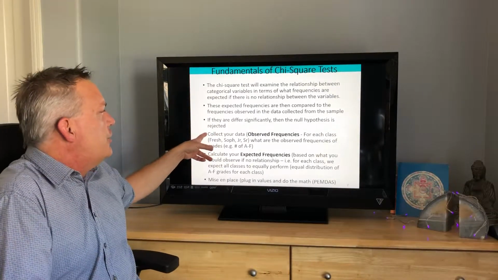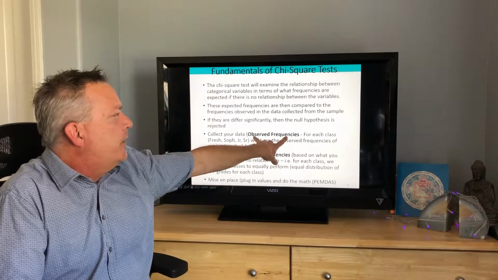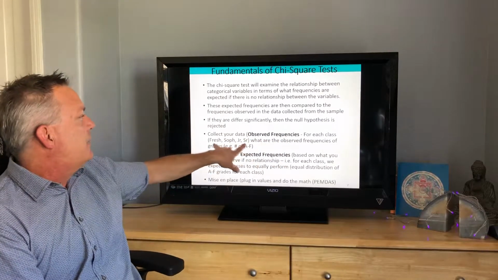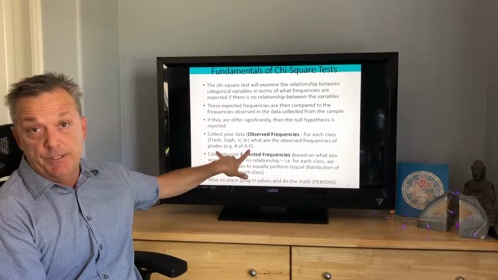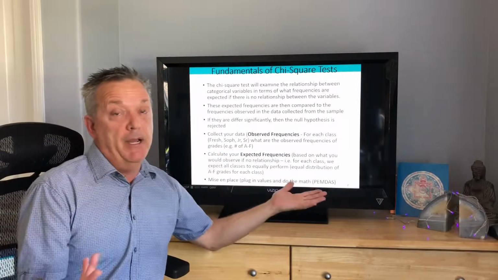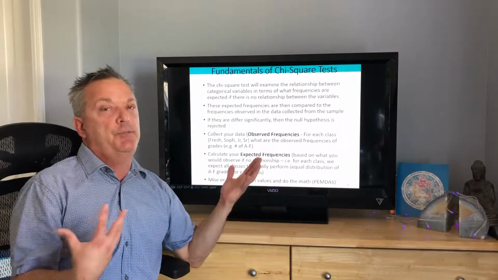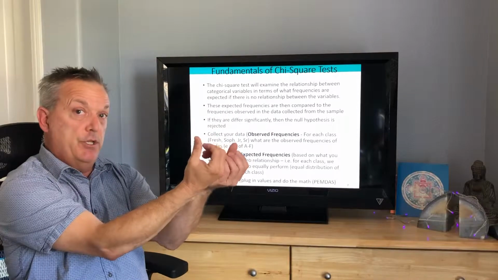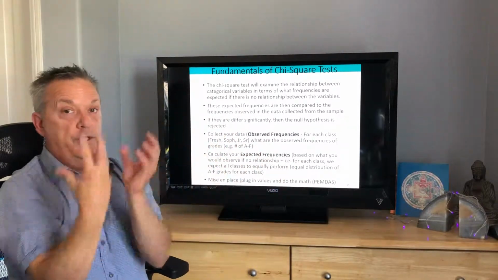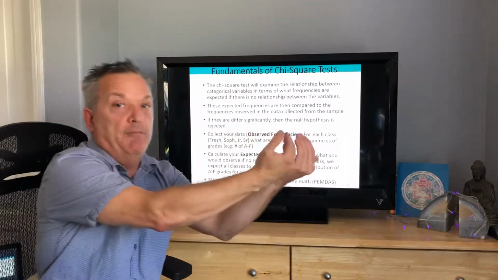So you're going to collect your data, and that's your observed frequencies. For example, for each class, freshman, sophomore, junior, senior, what are the observed frequency of grades? Okay, so you might hypothesize, for example, that you expect seniors to do really well and get the best grades, and maybe juniors not as well as seniors but better than sophomores, and so on, because they have more experience.